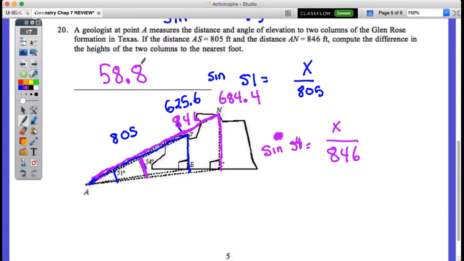So guys, is 684.4 minus 625.6 equal to 58.8? Yeah. Then that's the answer. Do you understand what they're doing in this problem? Oh, to the nearest foot. So it's 59. That sounds right. 58.8 wasn't sounding right. It's 59.